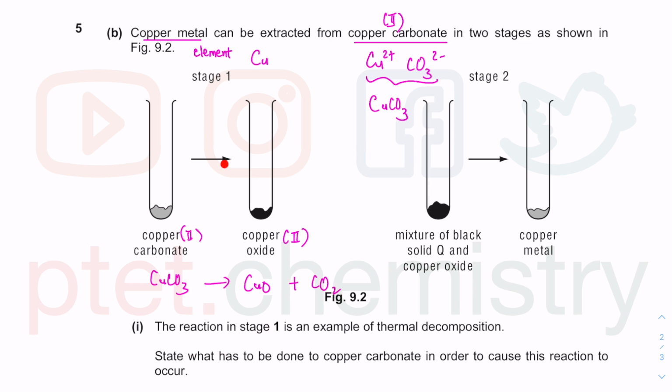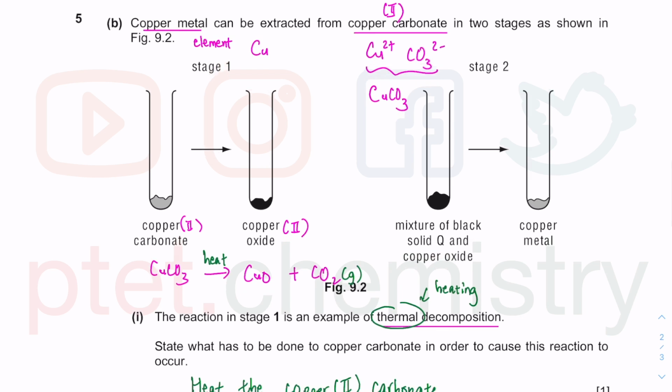So the reaction in stage 1 is an example of thermal decomposition. You will learn more about this later on when we cover metal chemistry. What has to be done? Thermal refers to heating, so you do need to apply heat in order to break down this copper 2 carbonate solid into copper 2 oxide, which is a black solid, as well as this carbon dioxide gas at room temperature and pressure. So you need to heat the copper 2 carbonate. Okay, so you need some sort of heating such that you get this chemical change happening.